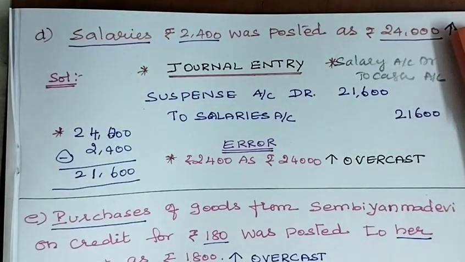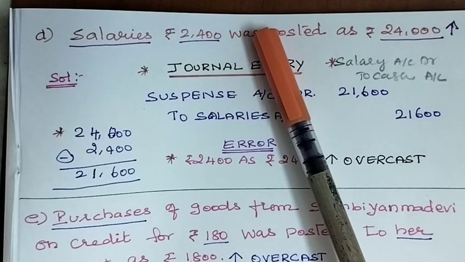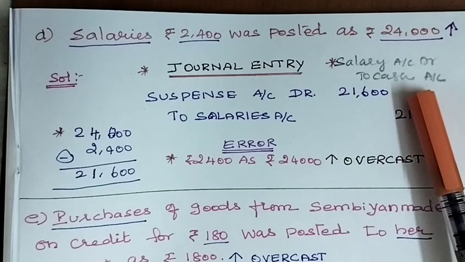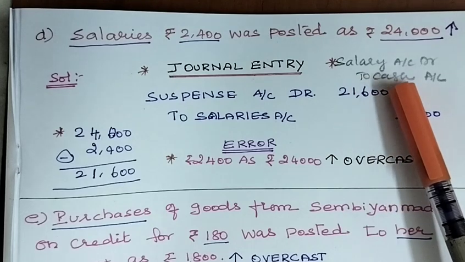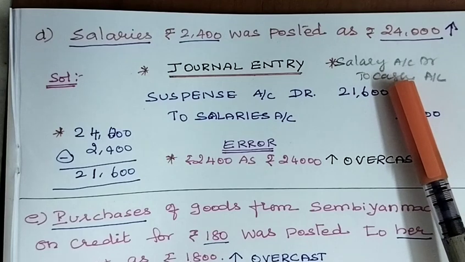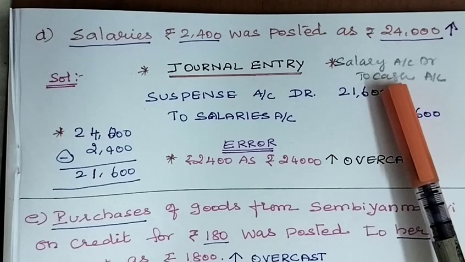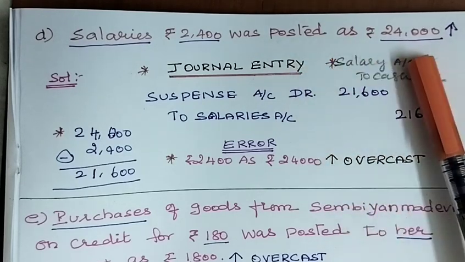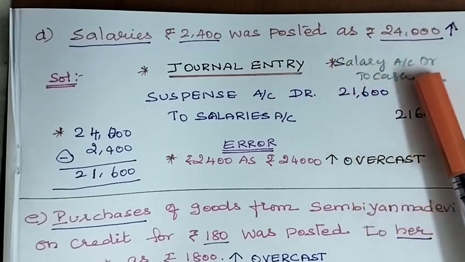Excess value. Okay. So when you paid salary to your worker, what is the journal entry? Salary account debtor to cash account. When you paid salary to your worker, your cash decreases. Okay, 2400 rupees decreases from your cash. So the cash account decreases, you have to credit the cash account. So salary account debtor to cash account. This is the original journal entry.